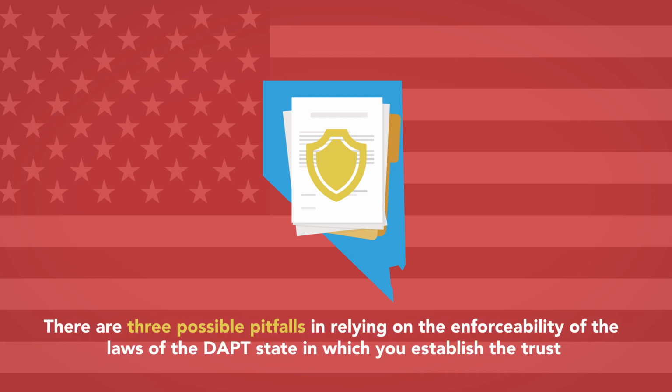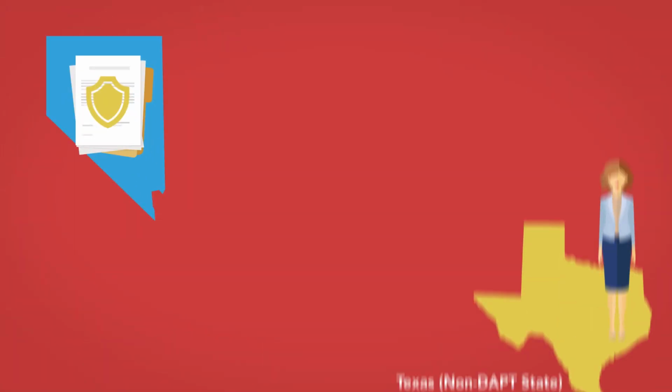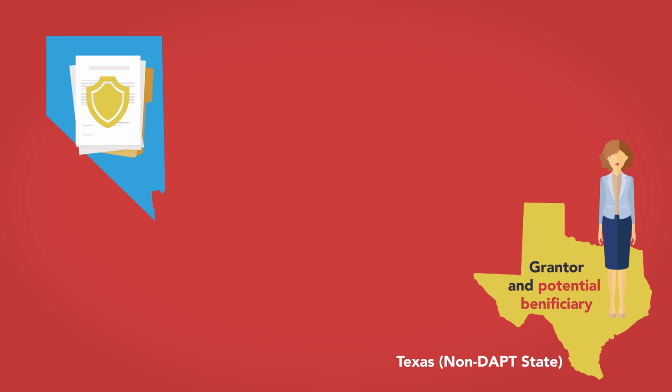There are three possible pitfalls on relying on the enforceability of the laws of the DAPT state in which you establish the trust. To illustrate these, let's assume the grantor is living in Texas and establishes a self-settled spendthrift trust with herself as a potential beneficiary, and that trust is established, set up, and administered in Nevada. The first problem is jurisdiction.